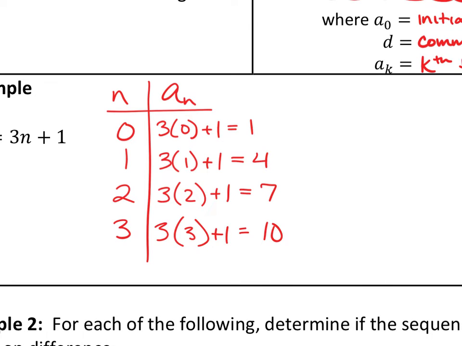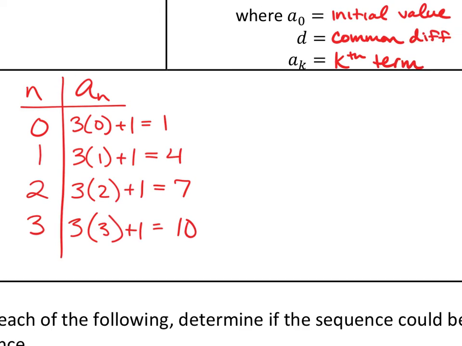What do you notice about all of these outputs? Or the change in these outputs? What's happening every time? Well, true, they are odd, even, but what's the difference between them? 3. Our common difference is 3. It's literally just like a linear equation.